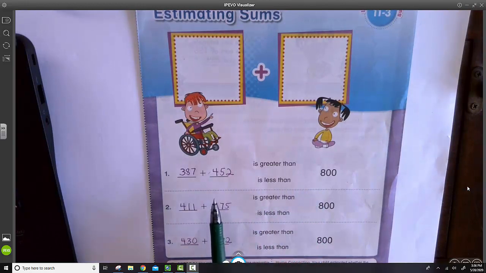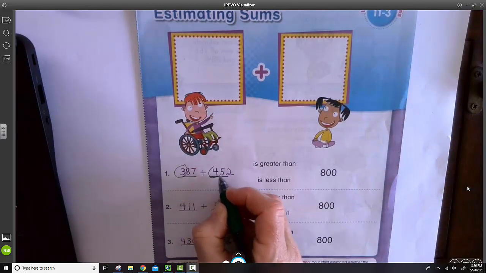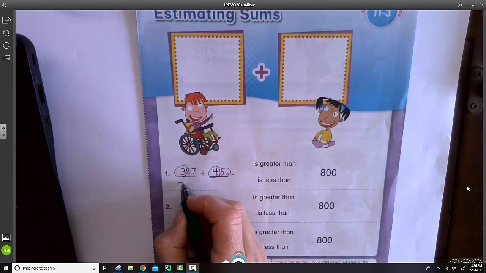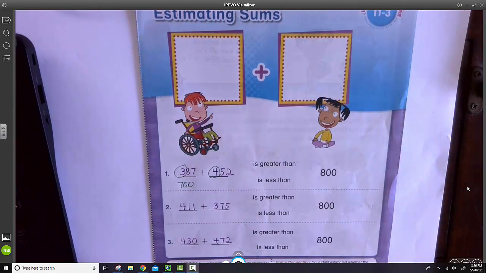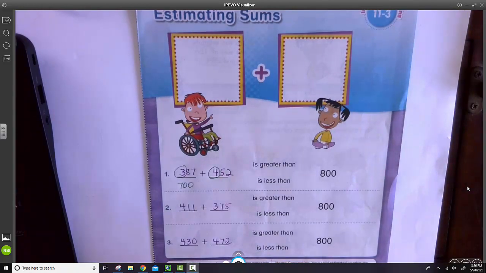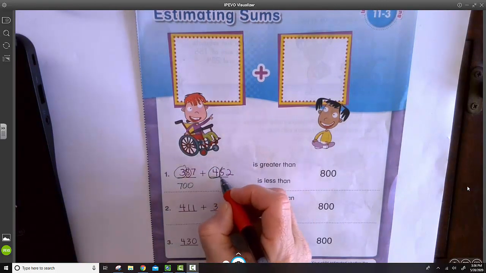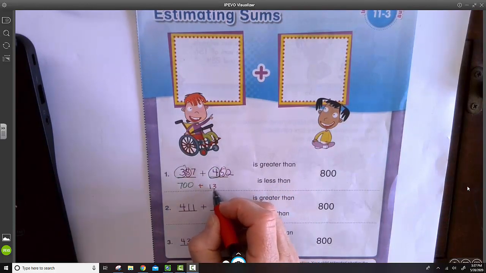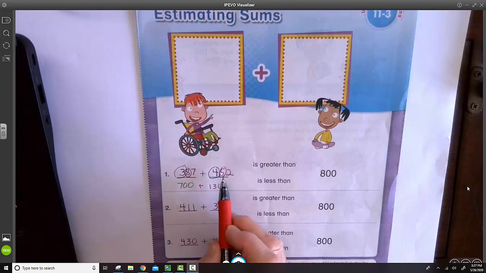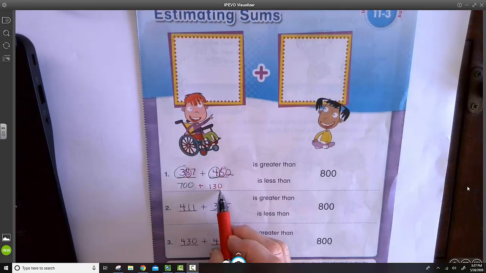Our first task, and what makes this easiest, is to look at your hundreds digits. So we have 300 and 400. 300 and 400 would be 700. So we see that so far it's less than 800. But now let's check our tens digits. And we see 80 and 50. 80 plus 50 is 130 because this is 8 tens plus 5 tens. So 80 plus 50 is 130.